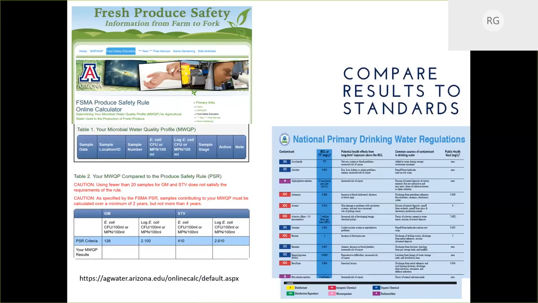What I'm showing on the left is actually a FSMA produce safety rule online calculator that the University of Arizona developed to help you calculate your geometric mean and tell you if it's above or below the FSMA standard. For private wells, again, use those EPA drinking water standards. If it's above the standard, that means that you need to address the problem. If it's below the standard, that means that it's been determined by the EPA based on scientific studies that it doesn't pose a risk to human health.